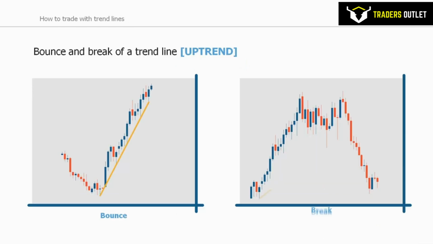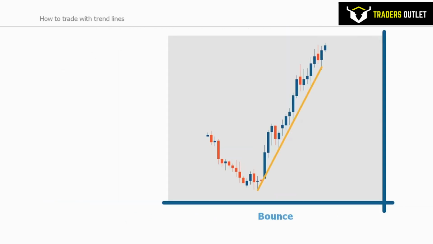Trend lines can be traded in two ways, either by entering when the price finds support or resistance at the trend line, or when the price breaks through the trend line. In this case, we are going to observe both ways to trade using trend lines in an uptrend. First of all, you can trade the bounce of a trend line. This means that whenever the price touches the trend line and finds support, you can place a trade in the direction of the trend. Since this is an uptrend, you go long when the price touches the trend line.